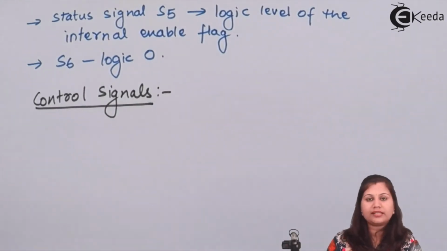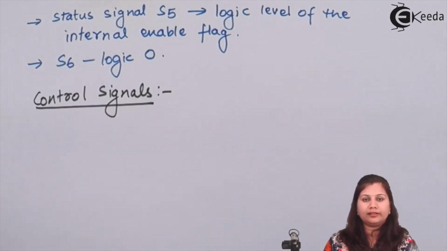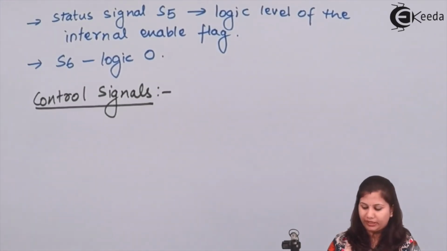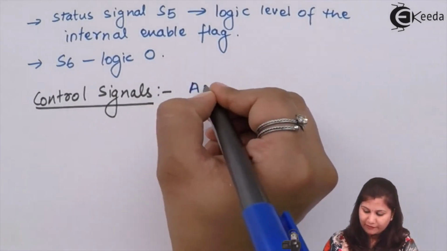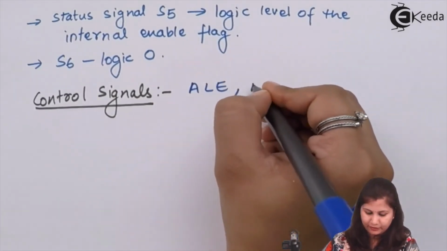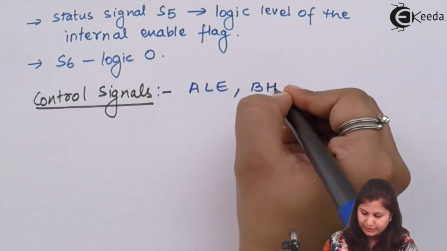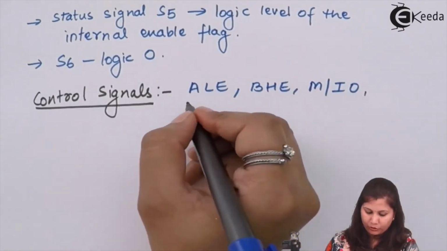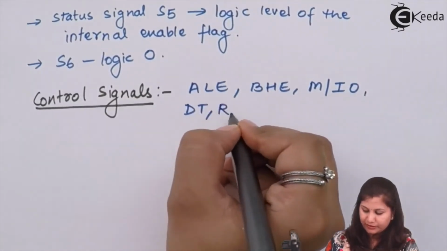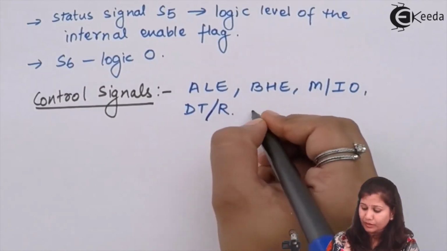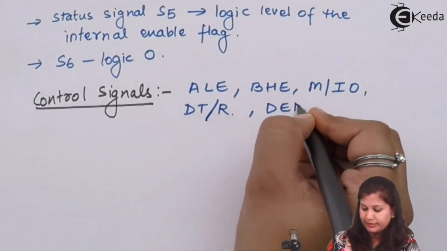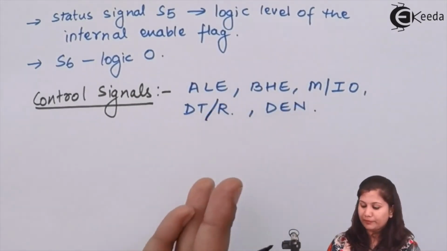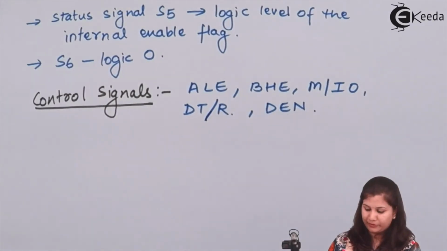Now control signals are used to decide the interfacing, the memory or the input output interfacing of the 8086. The control signals we have are address latch enable (ALE), the bus high enable signal, then we have the memory and input output signal. Also we have the data transmit and receive signal, and we have the data enable signal also. So these are a few of the control signals which are given by the 8086 microprocessor.